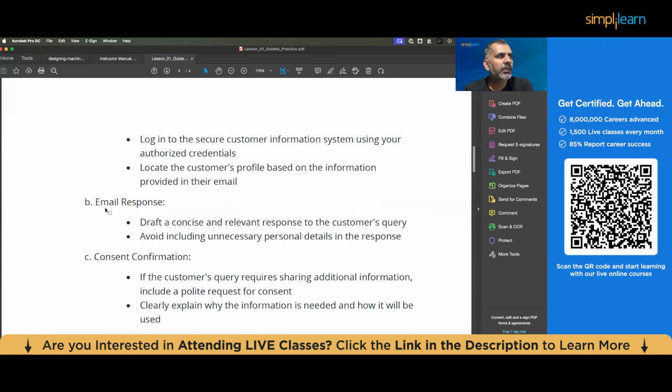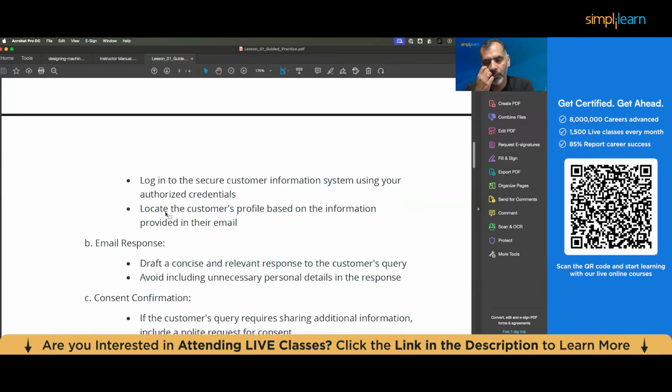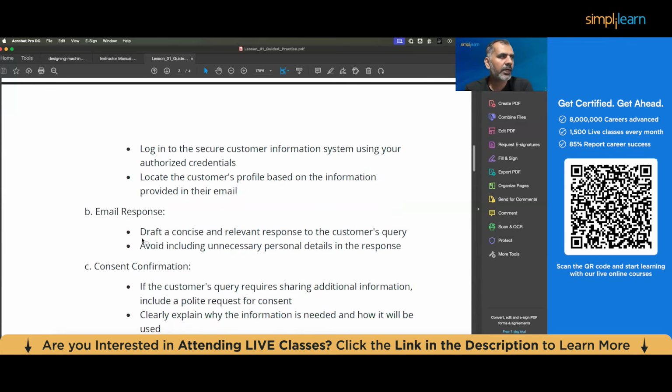Then you can draft an email. It's not that you can share this information on any platform. The particular platform that is used should be secure. So you can draft a concise and relevant response to the customer query. Avoid including any unnecessary personal detail in the response.